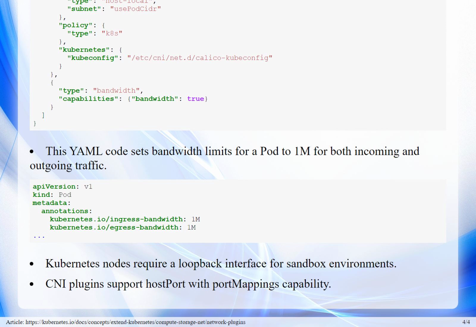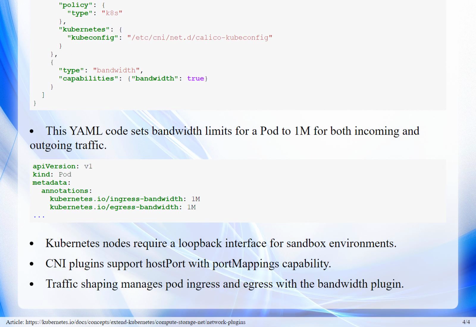Support host port. CNI networking plugins can support host port using the official PortMap plugin or custom plugins, which requires specifying the port mappings capability in the configuration. Support traffic shaping. An experimental feature of the CNI plugin allowing control over pod ingress and egress traffic using the Bandwidth plugin in the configuration.